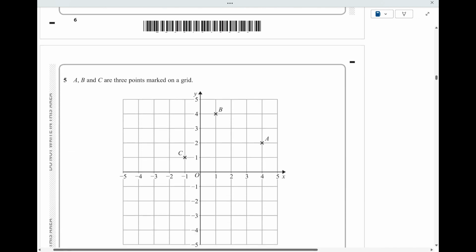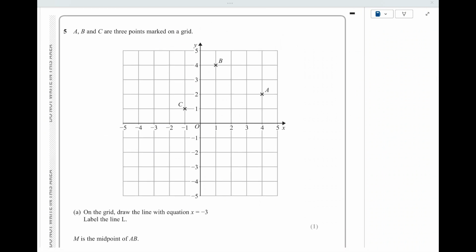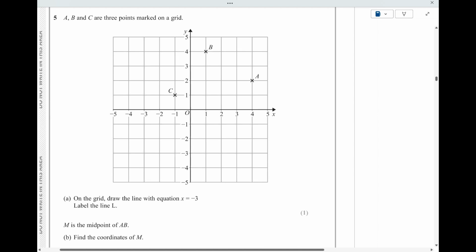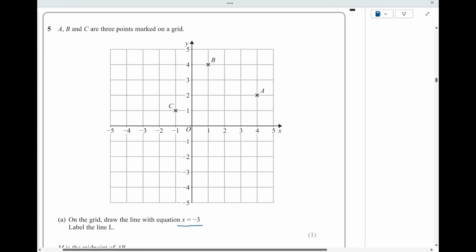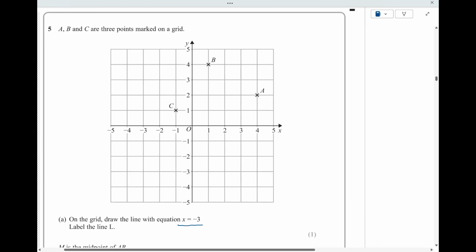Let's move on to question 5. A, B, and C are 3 points marked on a grid. On the grid, draw the line with the equation x equals -3. Well, the line x equals -3 crosses the x-axis, that's that one, at -3. So this is the line, x equals -3, and it says draw the line, label the line L. There we are, I've labelled it L.